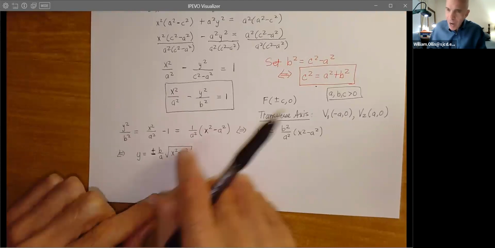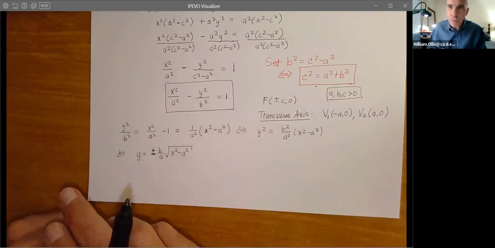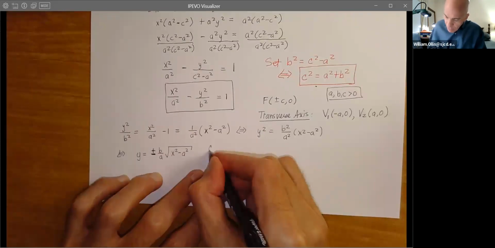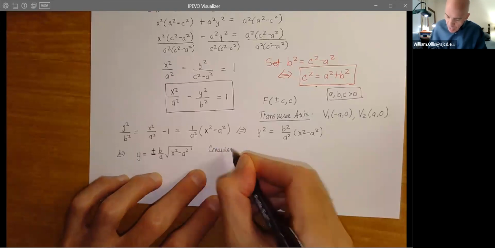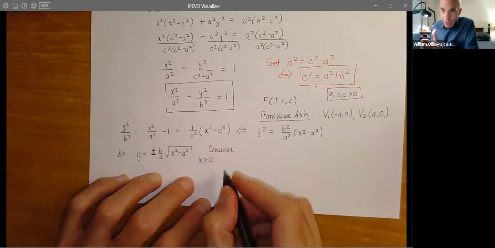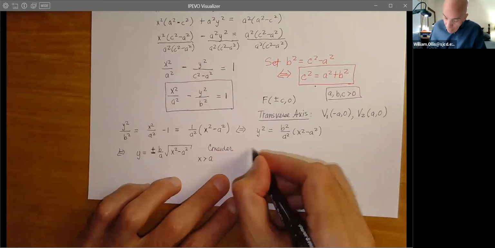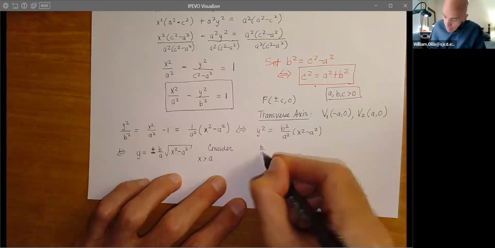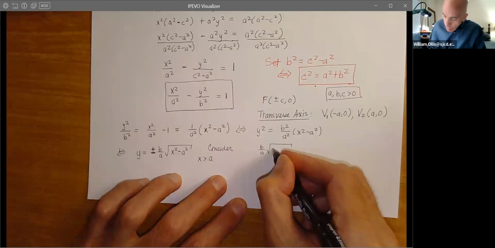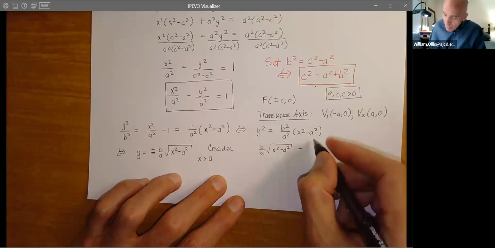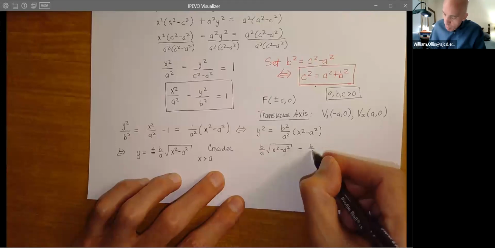And notice this is not a rational function. So this is not a slant asymptote to which we are accustomed. This is very different. So what we can say here is that consider the following. This is some intuitive calculus. So let's just set x to be bigger than a, going out this way. And consider the following. That is, if we do the positive branch, b over a times the square root of x squared minus a squared. And then we're going to say that the distance between this curve and this curve should be small as x gets large.